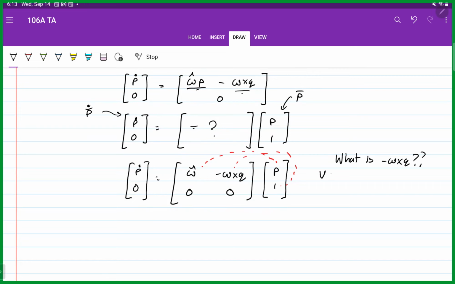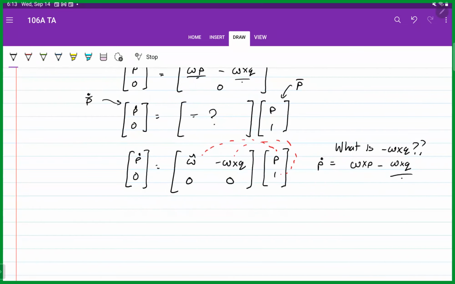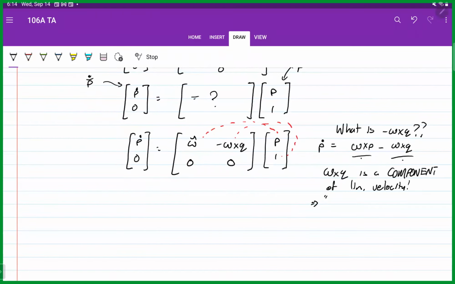Earlier, we mentioned that the entire velocity of this point in space, P dot, is equal to, what was it, omega cross P minus omega cross Q. So you can think of omega cross Q as a linear velocity, but it's not the entire linear velocity, only a component of it. Our total linear velocity is found by adding these two together. So omega cross Q is a component of linear velocity, and you could think of it as what's left over for the velocity after doing omega cross P.